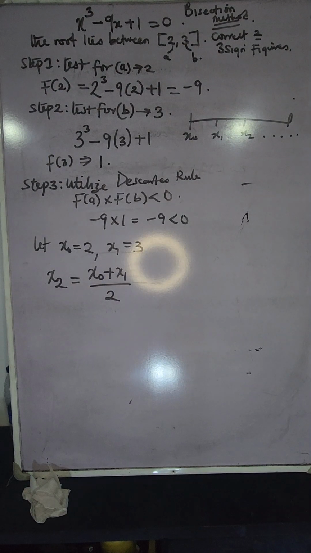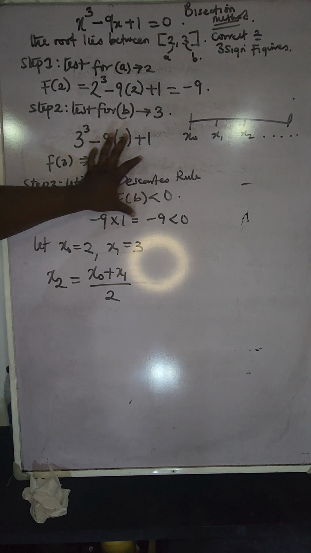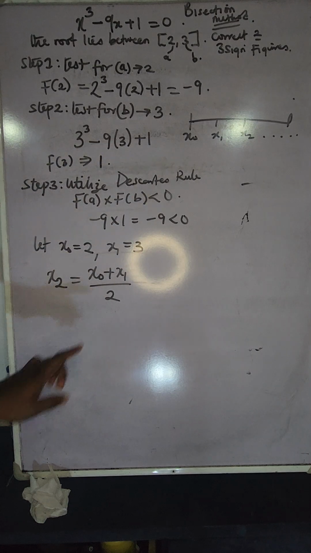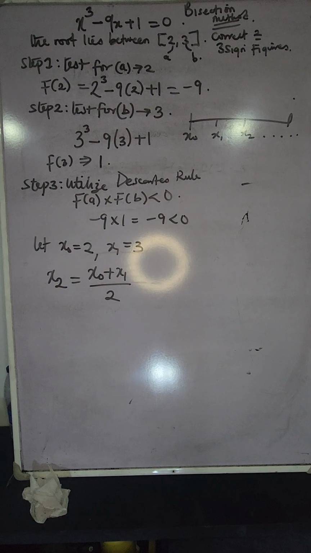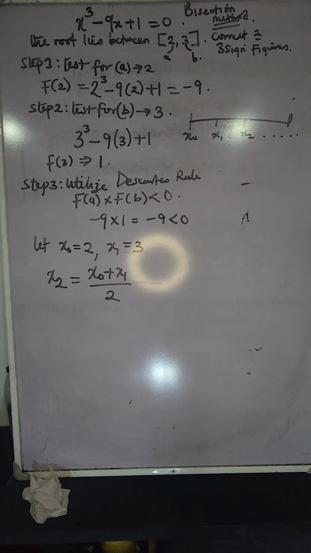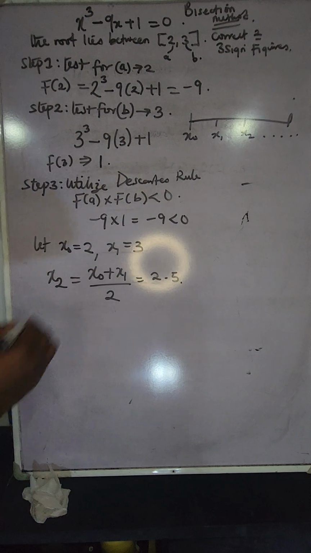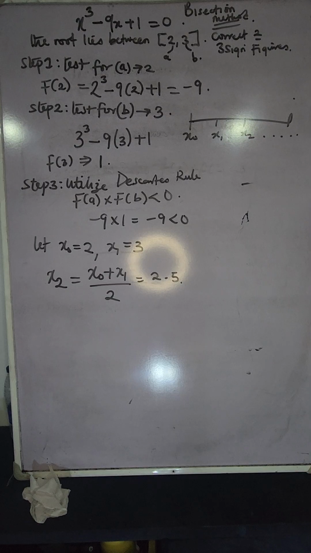So bisecting. And what makes you bisect? The fact that you can qualify them for Descartes rule. If you have not qualified them for Descartes rule, you don't have the right to bisect. And so we said 2 plus 3 divided by 2. We're going to have 2.5.